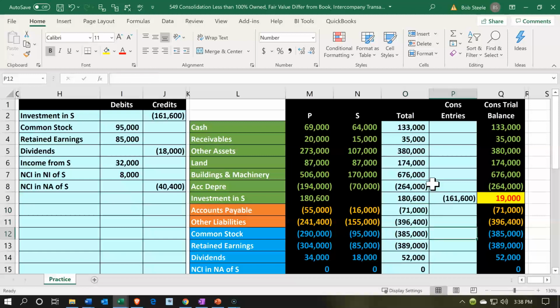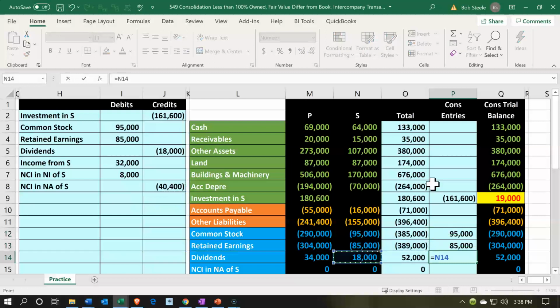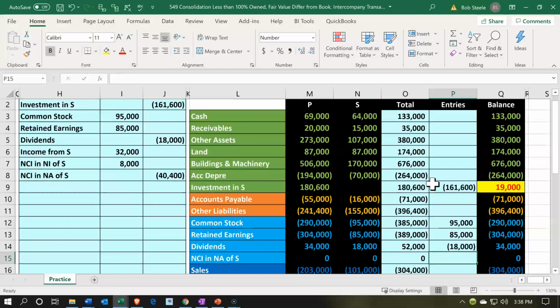So now we're going to go into the common stock. We're going to remove S's portion, which brings us back to P's portion. We're going to do the same for the retained earnings. We're going to remove S's portion, which brings us back to P's portion. We're going to do the same for the dividends. We're going to remove S's portion. That brings us back to P's portion. So in other words, here's P's portion, here's S, here's the total of them. We basically simply removed S. We're back to where we were at the start with P.